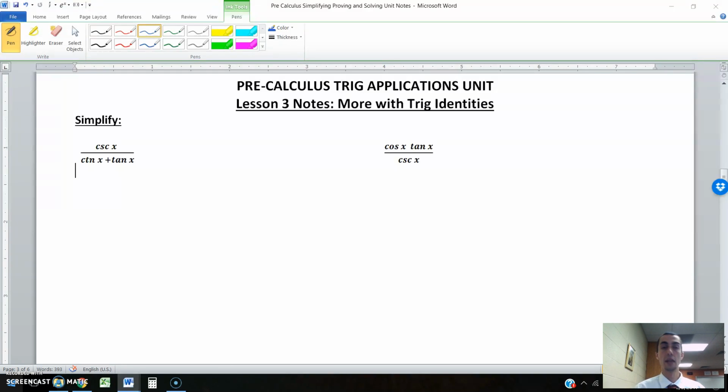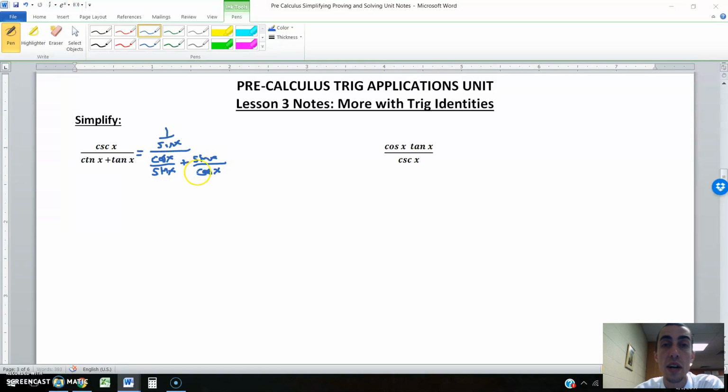So, to begin, let's sine and cosine this one out. We need to simplify it, so we want to make it into a single trig function, no fractions. 1 over sine of x. This becomes, using our reciprocal identity, cosine of x over sine of x, plus sine of x over cosine of x.